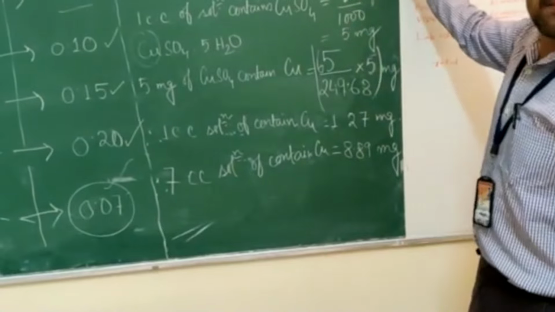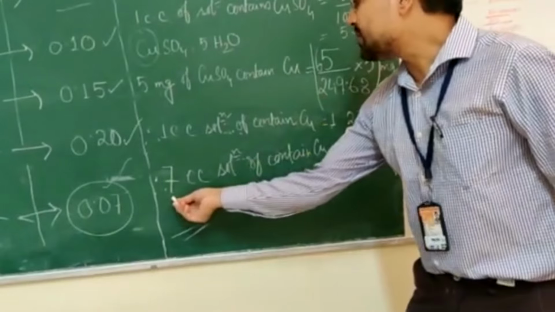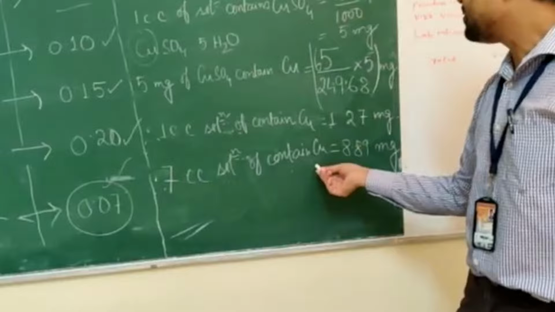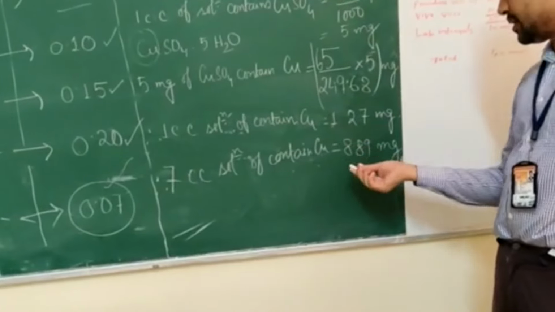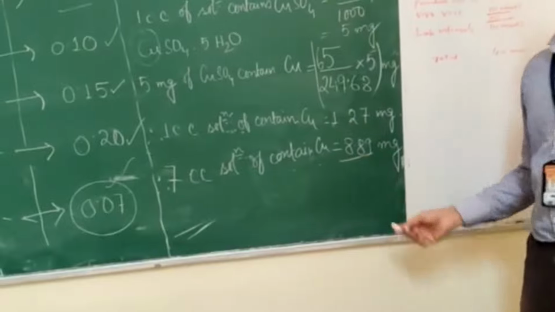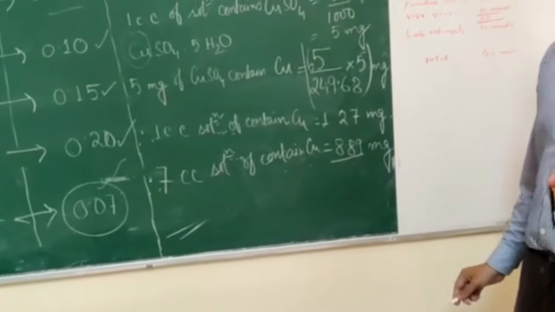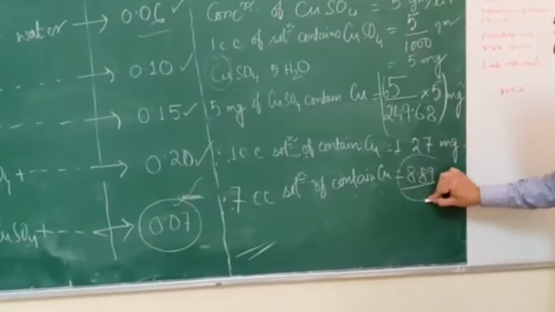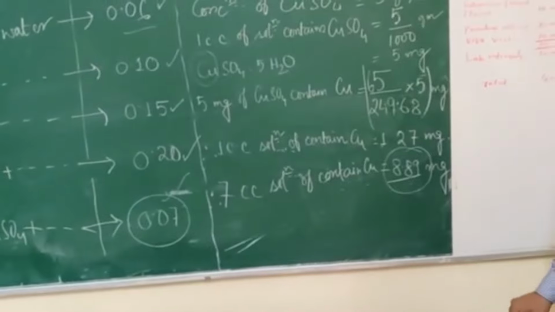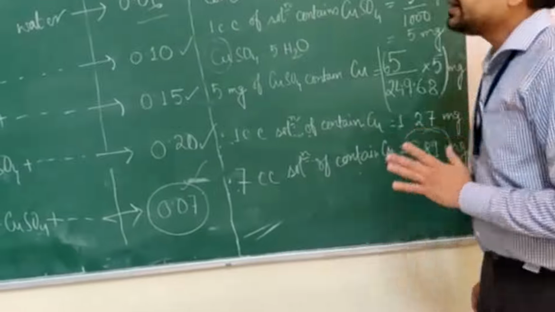What is the unknown sample volume? That is 7 cc. So 7 cc solution will contain 7 multiplied by 1.27, that is equal to 8.89. So the amount of copper present in our unknown solution is 8.89, or we can say it is 9 milligram.